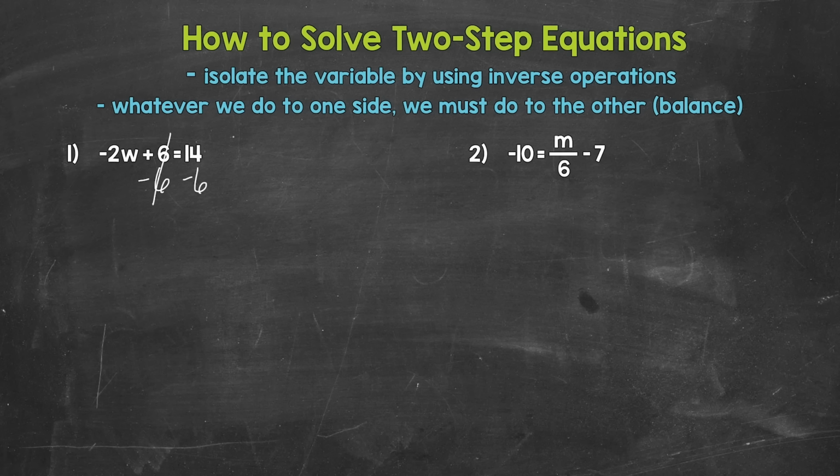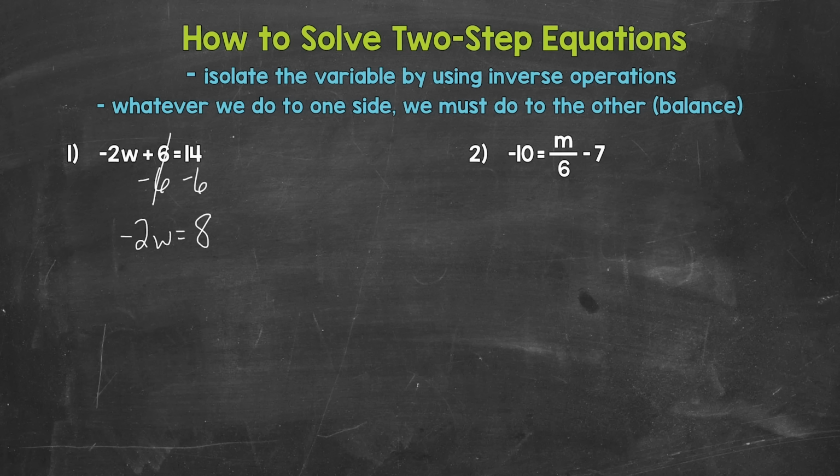So these 6's cancel each other out. So we have negative 2w equals, and then on the right side of the equation, 14 minus 6. That gives us 8. So we have negative 2w equals 8 now. So we are multiplying w by negative 2. We need to undo that multiplication.